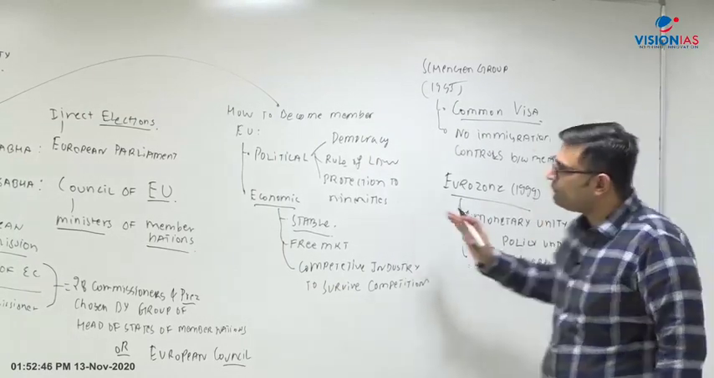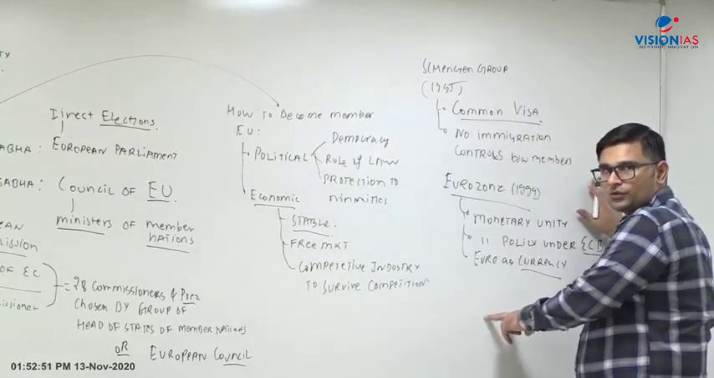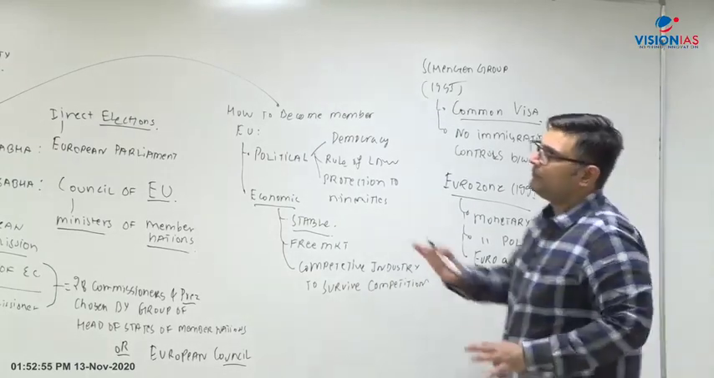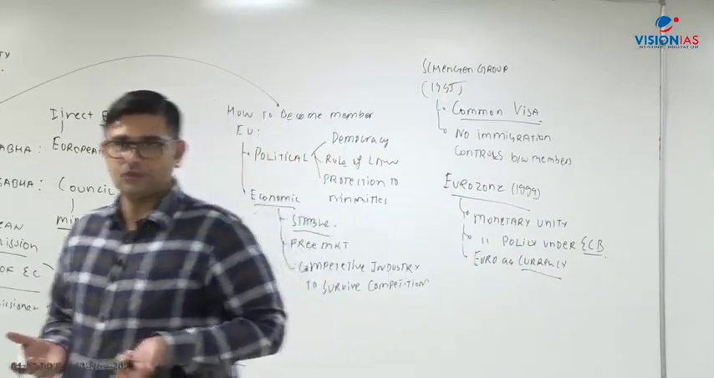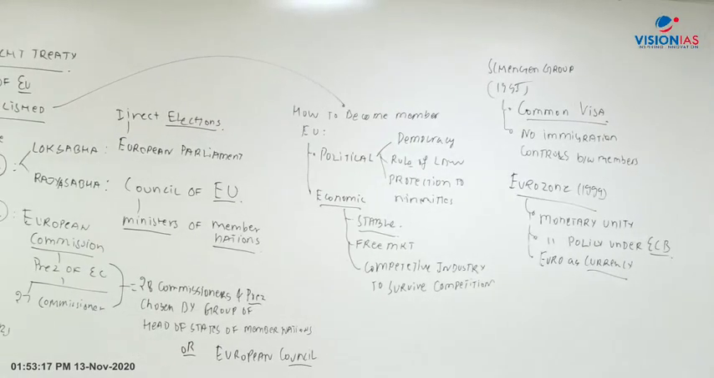So therefore, you can become a member of the European Union, but you need not be a member of the Eurozone. You can decide that we don't want to be part of the Eurozone, but we want to be part of the European Union. The example is Britain. Okay, so such kind of flexibility is also available. Right, so you can note this down on the European Union. Then we will discuss the case of Brexit, a little bit of historical perspective on Brexit. It will take 5-10 minutes.